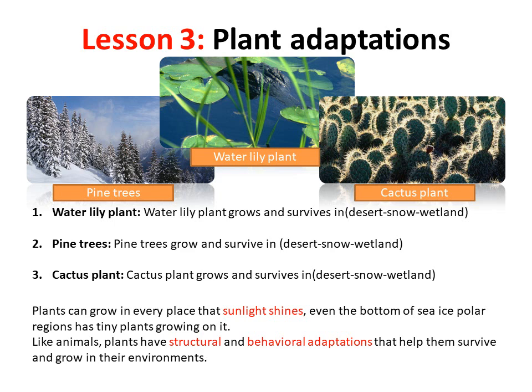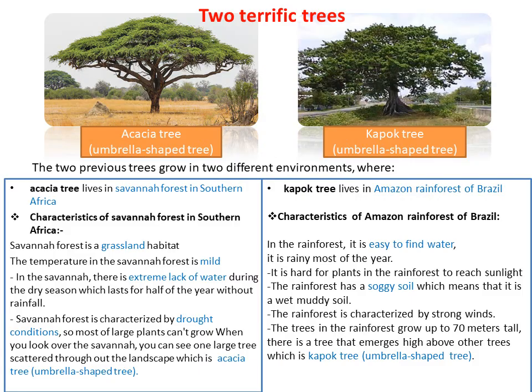Are you excited to know how they do behavioral adaptations? Let's study together. We are going to study two terrific trees, the acacia tree and the kapok tree. Both trees have an umbrella shape, as you can see in the pictures, but they live in totally different regions. The acacia tree lives in the savanna forest in southern Africa, while the kapok tree lives in the Amazon rainforest of Brazil.